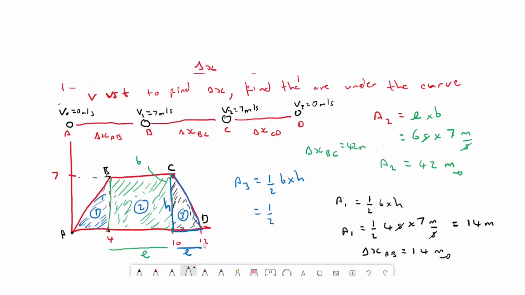How long is the base? You just take the final point, which is 12, minus where it stops, which is 10. So that is 2 seconds. Then how about the height? The height is 7 still. So you multiply it by 7 meters per second. Again, the meters per second cancel, and this is 14. 14 divided by 2 is equal to 7 meters, right? So it slowed down and covered a distance of 7 meters while slowing down. When it was speeding up, it covered a distance of 14 meters.